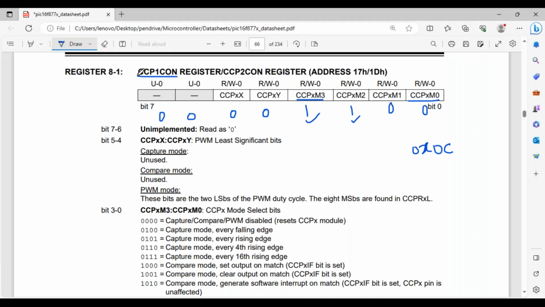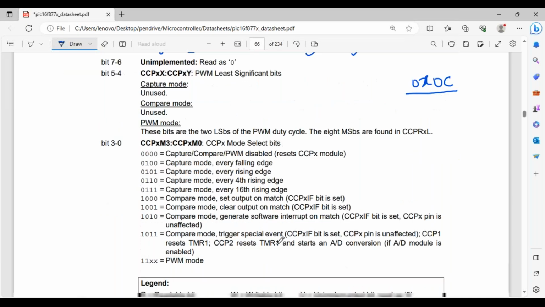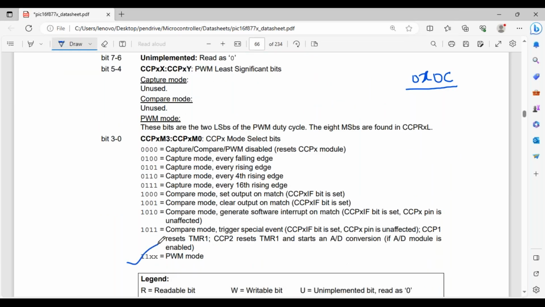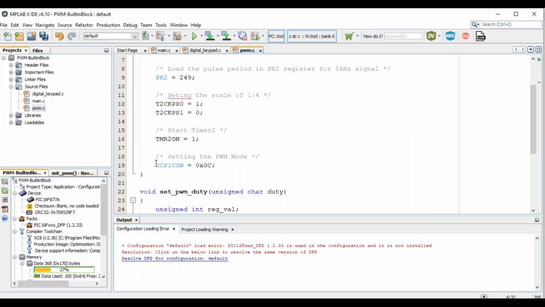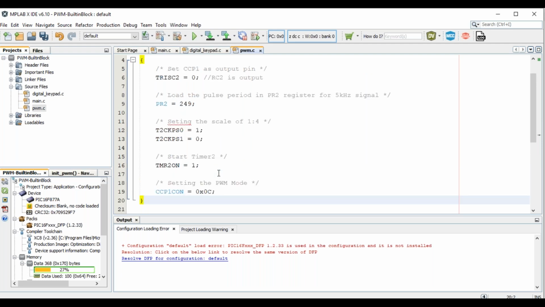So when I write the CCP1CON register with the value 0x0C, I'm going to select the PWM mode. That is what we have done here. CCP1CON is written with 0x0C, so that is to select the PWM mode. Are you getting this?